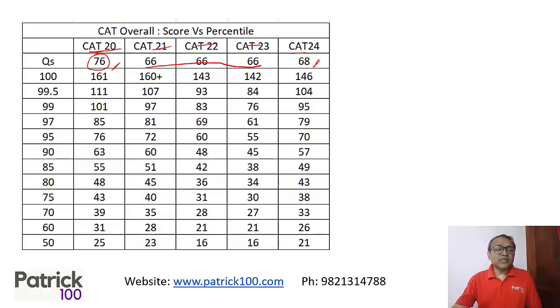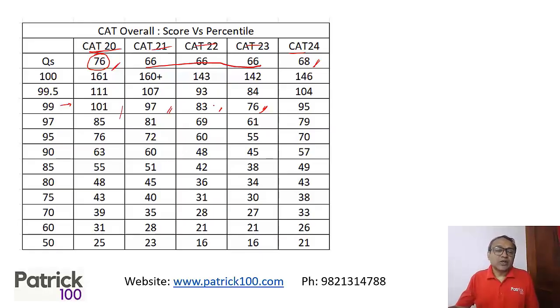Now, if you look at the scores, they keep varying based on the difficulty level of the paper. If I just look at the 99 percentile itself, leaving CAT 20 separate, from CAT 21 to CAT 24 it has varied from 97 to 83, almost 14 marks difference, right? Similarly, look at 76 as well. It is basically a 21 marks difference between the minimum and the maximum.